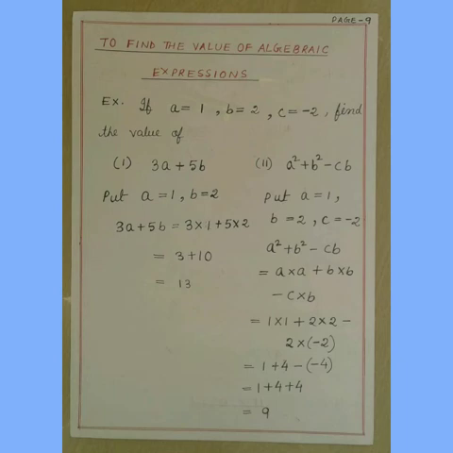Number 2, a to the power 2 plus b to the power 2 minus c into b. Putting a equal to 1, b equal to 2, c equal to minus 2, we get a square is a into a, plus b square is b into b, minus c into b. So in place of a into a, that is 1 into 1, plus in place of b into b, 2 into 2, minus in place of c it is minus 2, and in place of b it is 2. So 1 into 1 is 1, 2 into 2 is 4, minus 2 into minus 2 is minus 4.